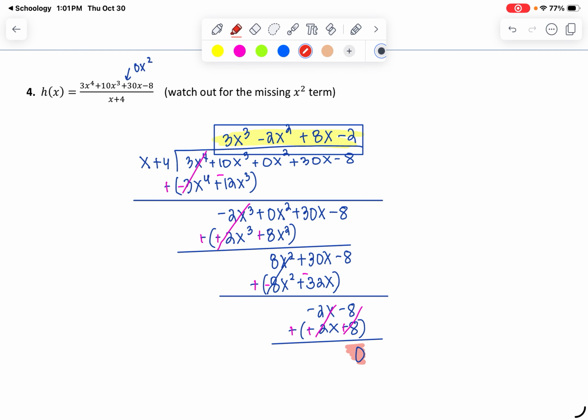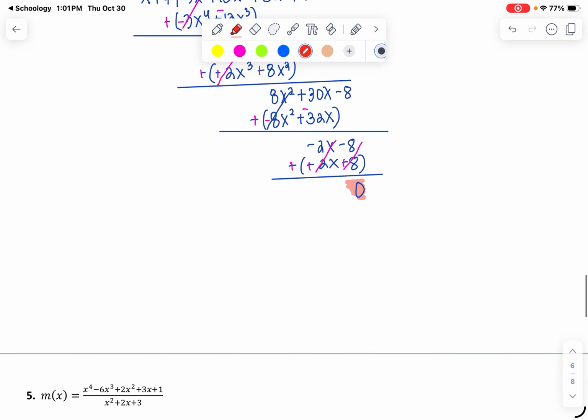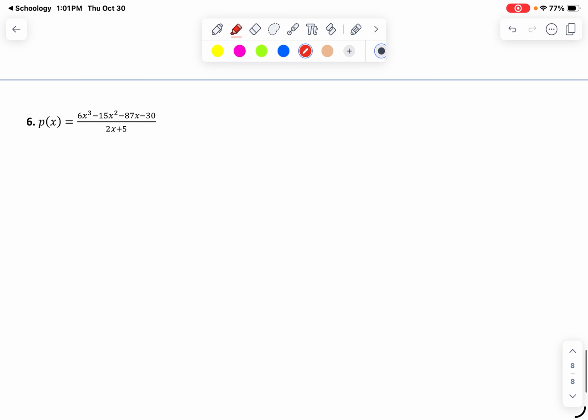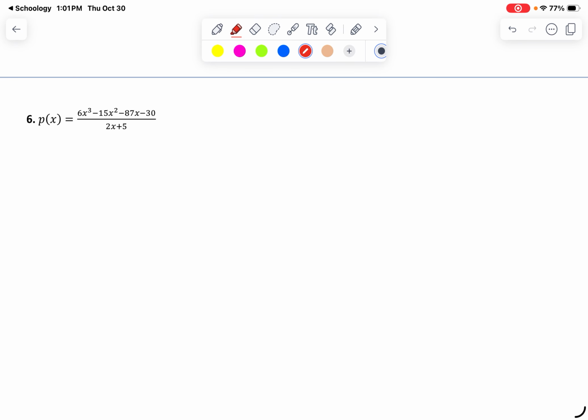Okay, so you can go ahead and move on to the problems on your own and try 5 and 6, and then you can check it with the answer key that's in Schoology. I'll have my work there too, so you can find any mistakes that you made.